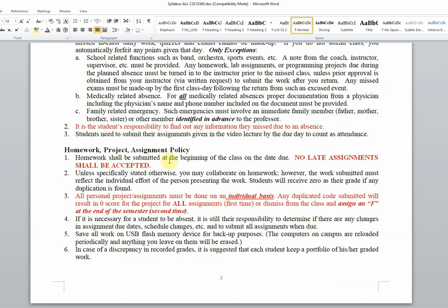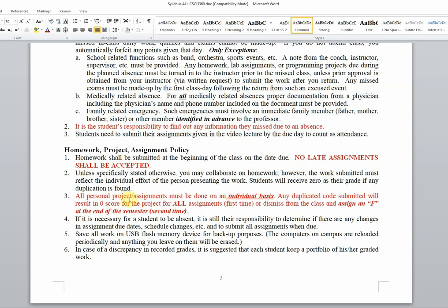As for the homework, project, and assignment policy, I don't like you submitting late assignments. One good thing about Blackboard is that it has a very clear deadline. When is the deadline? What is the place that you need to submit it? And everything is time stamped. So please submit everything online.